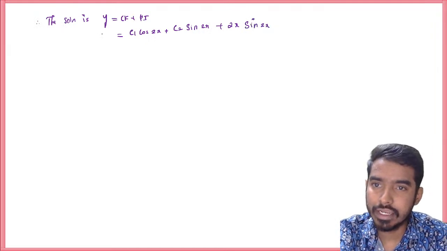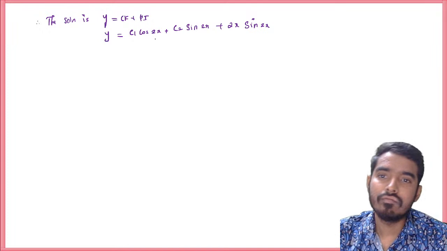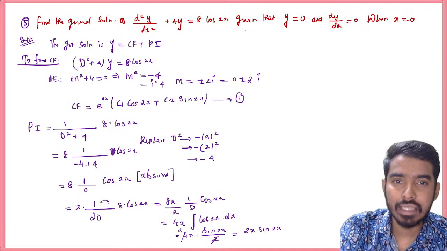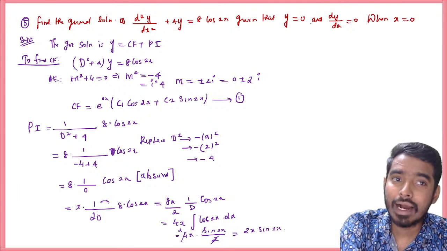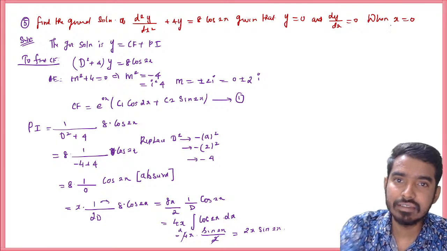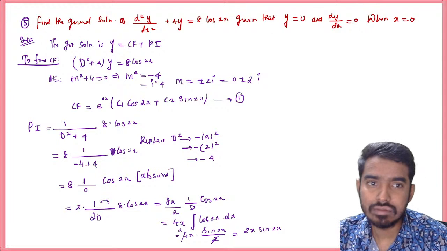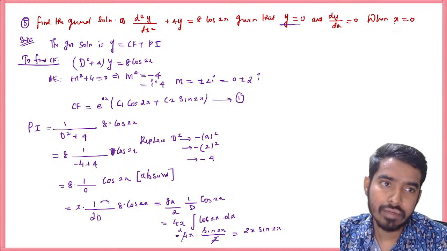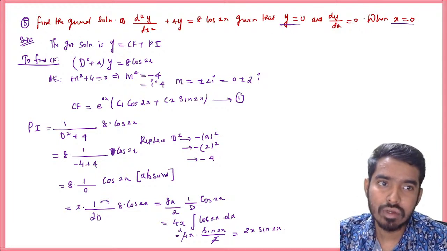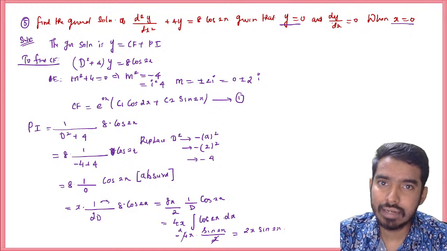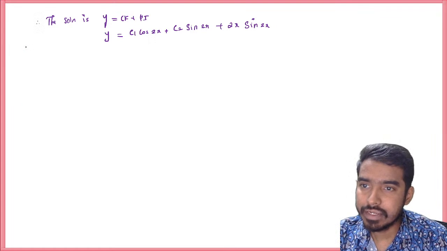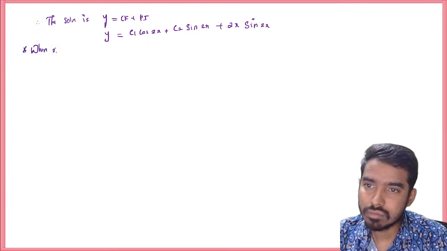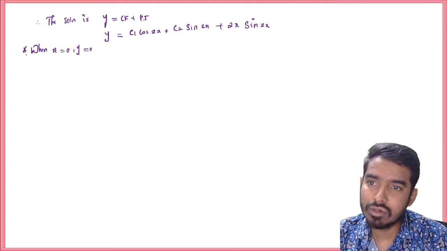This is your solution, right? Now we need to find C1, C2. Why? Because they are given the initial data. It is given that y is 0 and dy by dx is 0 when x is 0, right? So when x is 0, y is also 0, right?